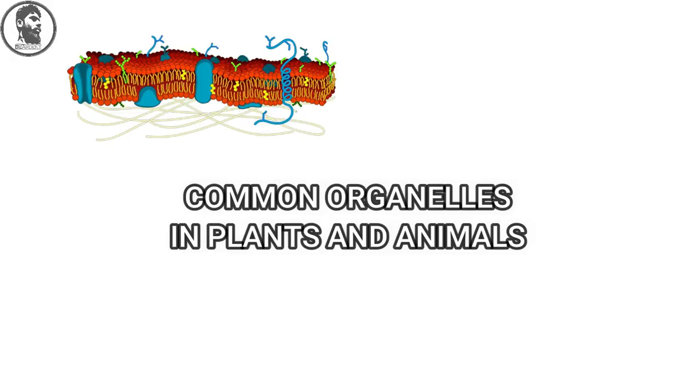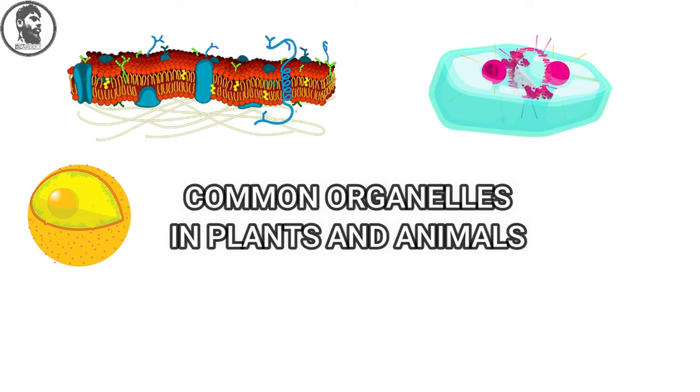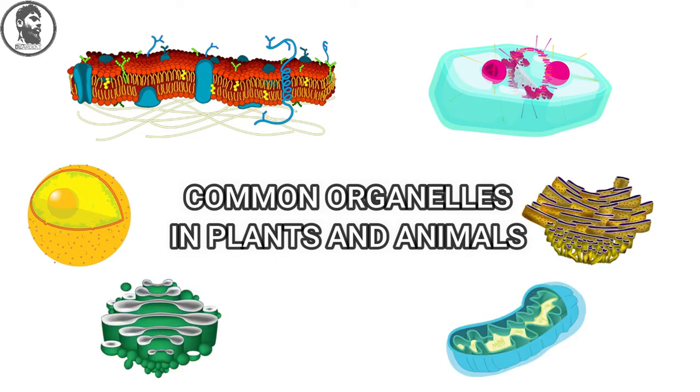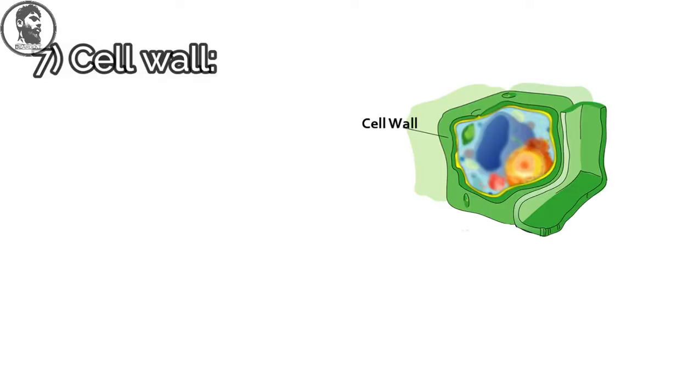Till here we discussed the common organelles that animal and plant cells have, but now we will see what plant cells have extra compared to animal cells. The following organelles are only found in plants. The first one is the cell wall. Cell wall is not present in animals.